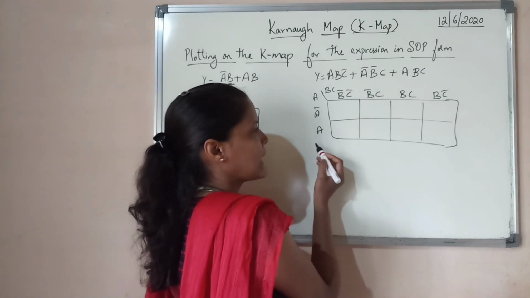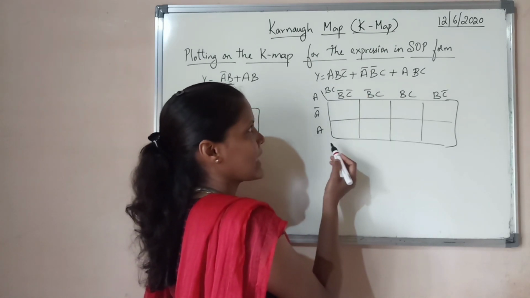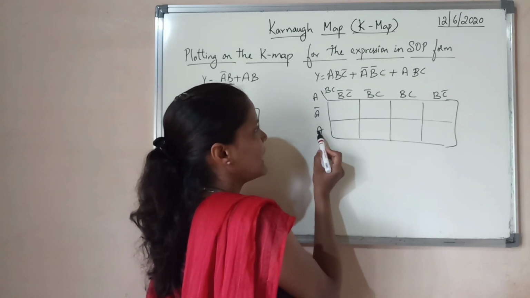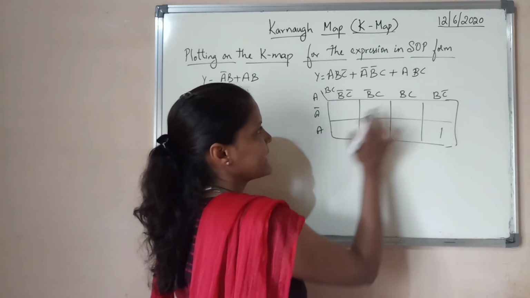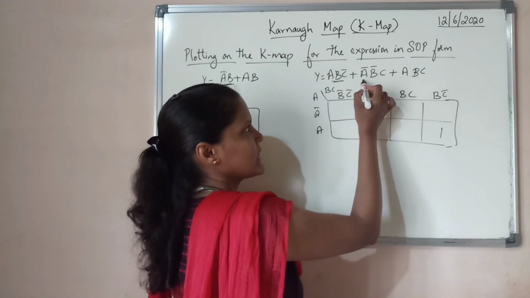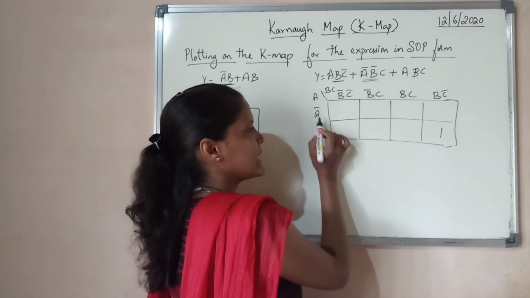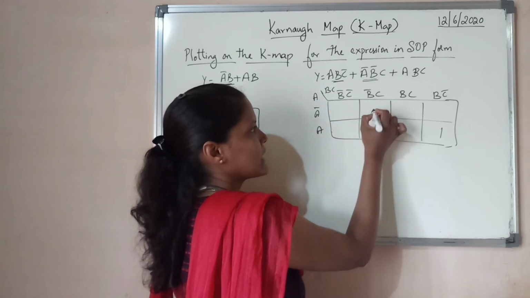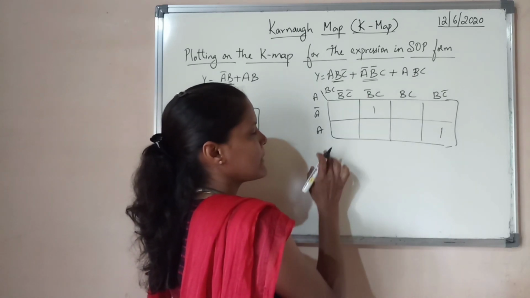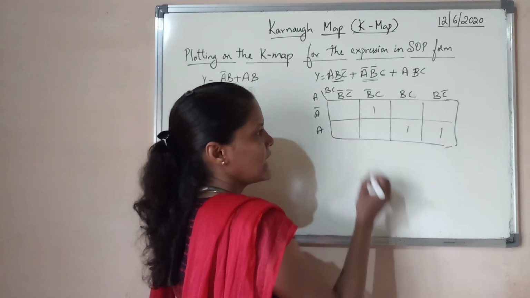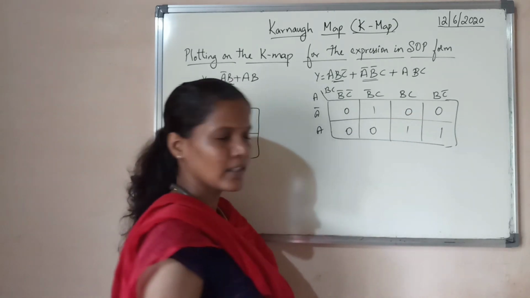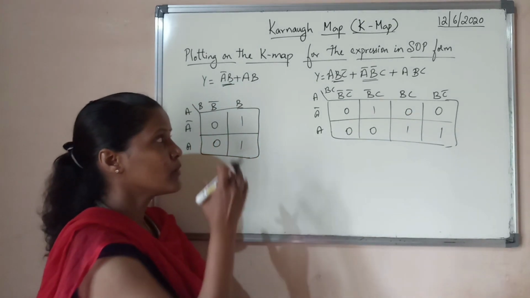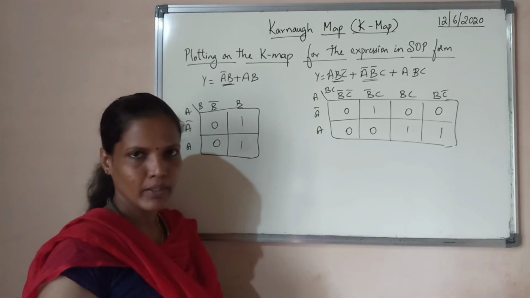Coming to the 3 variable one, A, B, C bar. Identify which cell contains the A, B, C bar minterm. This is the cell which contains A, B, C bar. Now the second one, A bar, B bar, C. Next, A, B, C. And the remaining cells must be filled with 0. Like this, you are going to plot the K-map for 2 variables as well as 3 variables.